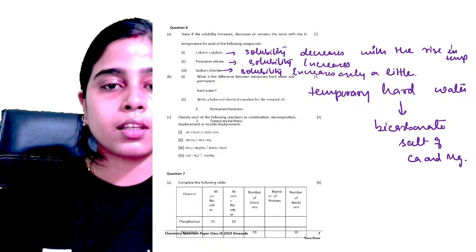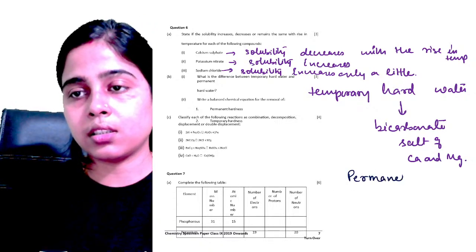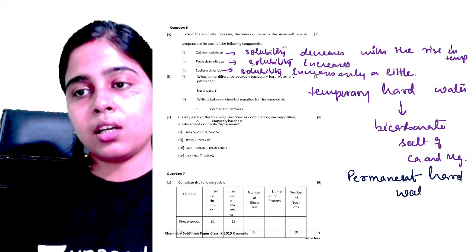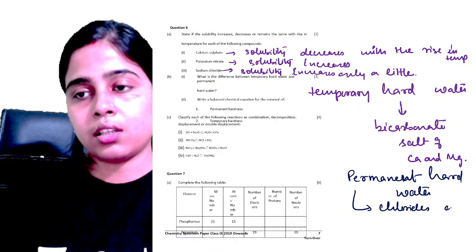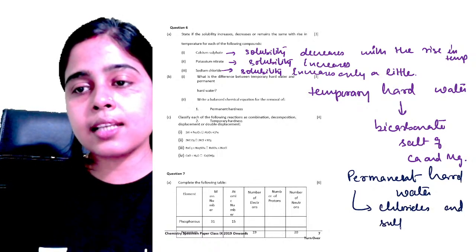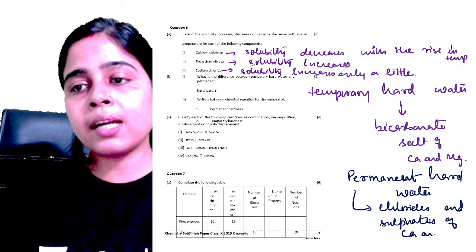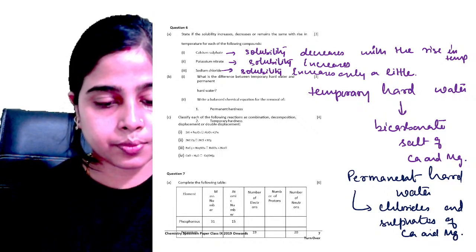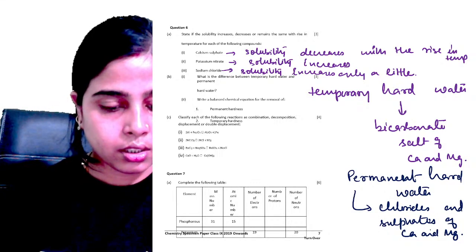Clear? So let me write it for you. Permanent hard water contains chlorides and sulfates of calcium and magnesium. Is it clear, everyone? Okay.